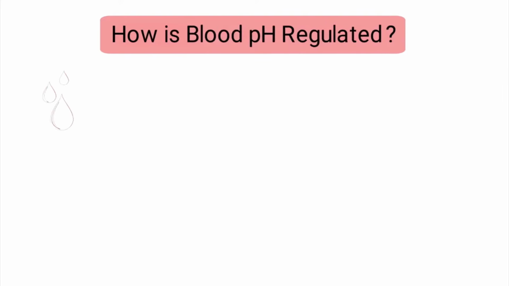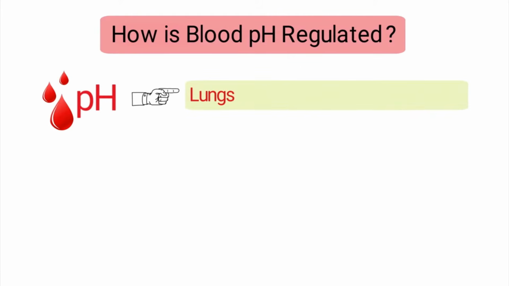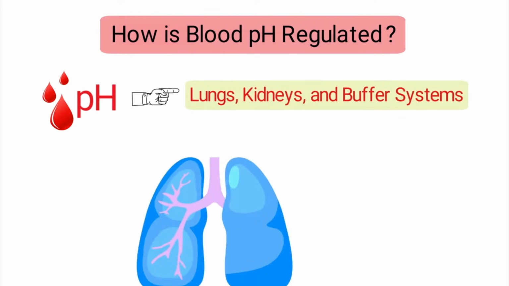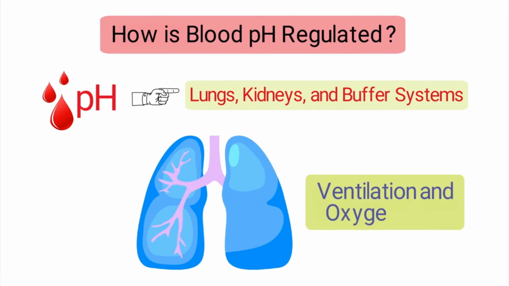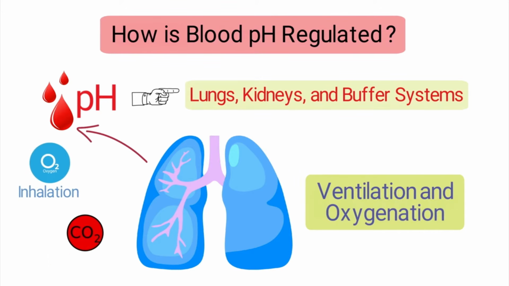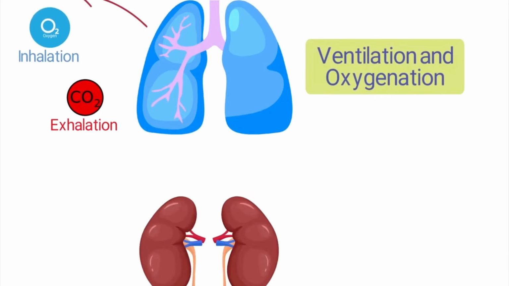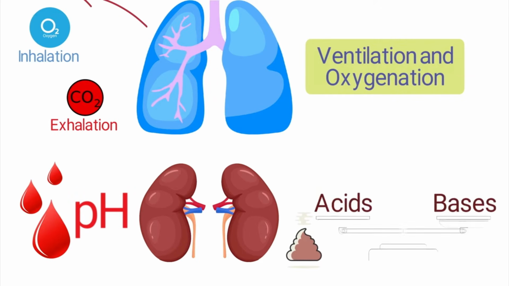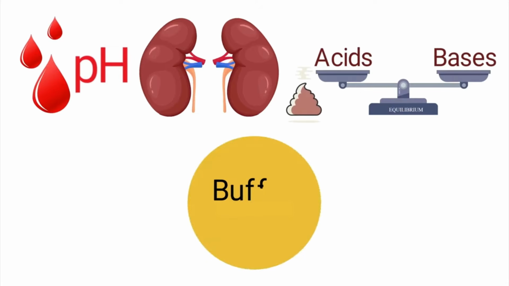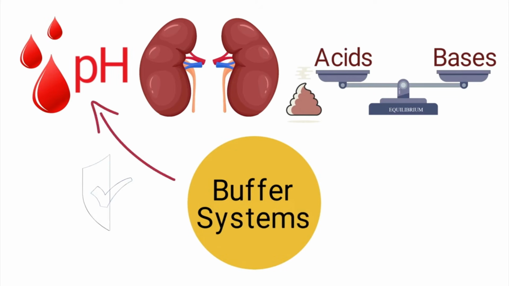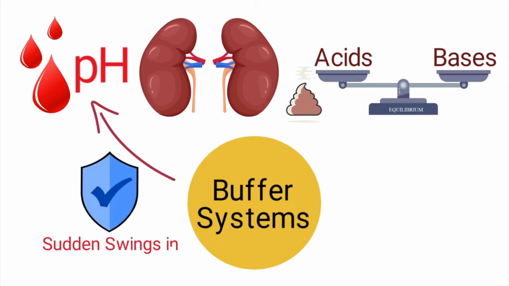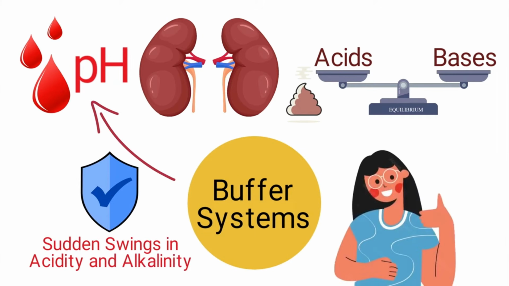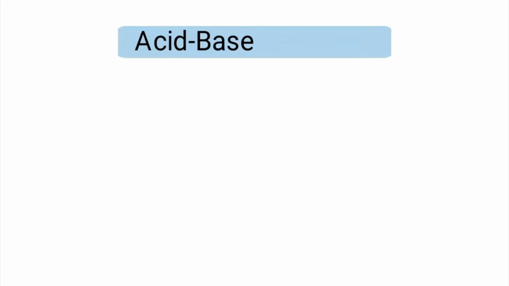So how is blood pH regulated? Our blood pH is regulated by the lungs, kidneys, and buffer systems. The lungs help with ventilation and oxygenation. They provide the blood with oxygen during inhalation while removing carbon dioxide during exhalation. The kidneys help to regulate blood pH by excreting acids or bases in order to maintain a proper balance. Buffer systems help maintain proper pH balance by guarding against sudden swings in acidity and alkalinity, which means that we now need to discuss the acid-base disorders.